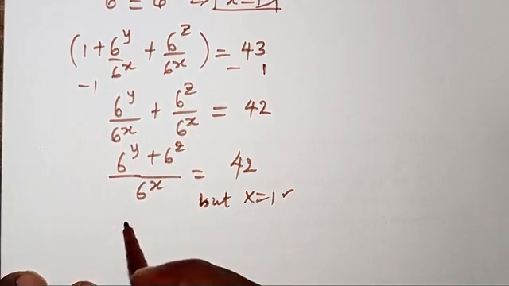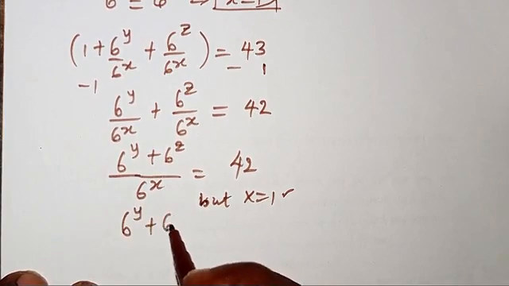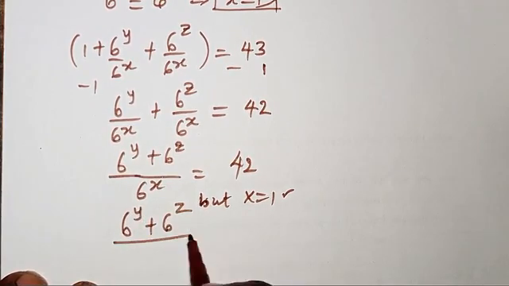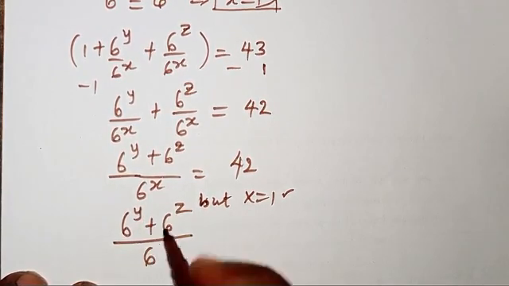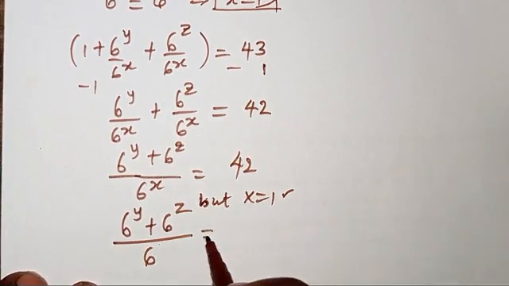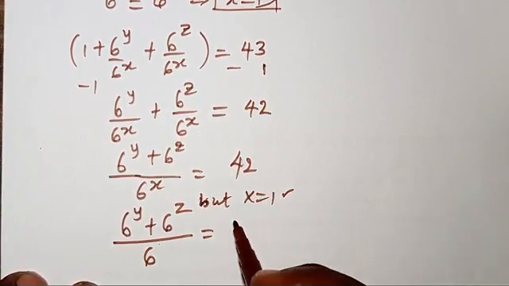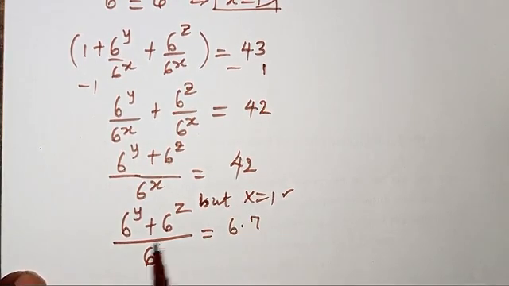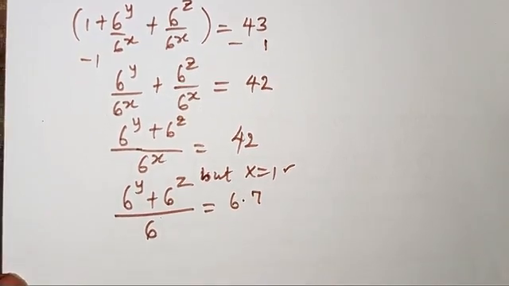So it's going to be 6 to power y plus 6 to power z, then divided by 6 to power 1, and that will give us 6. Then here, this 42 can also be split into 6 dot what? 7. So now let me try to clear the fraction.